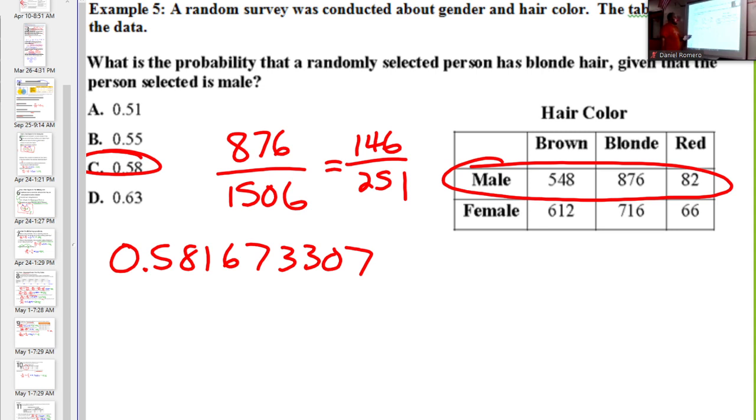But if you look at all the choices, they've rounded to the nearest hundredth. There's two of them. If you look at what it says on the calculator, I know it's 0.58, and the next number is a 1. Anything that's 4 or less, you stay down. Anything 5 or above, you go up.